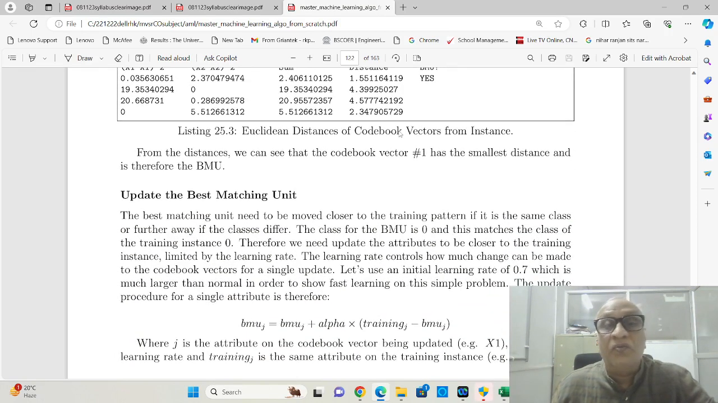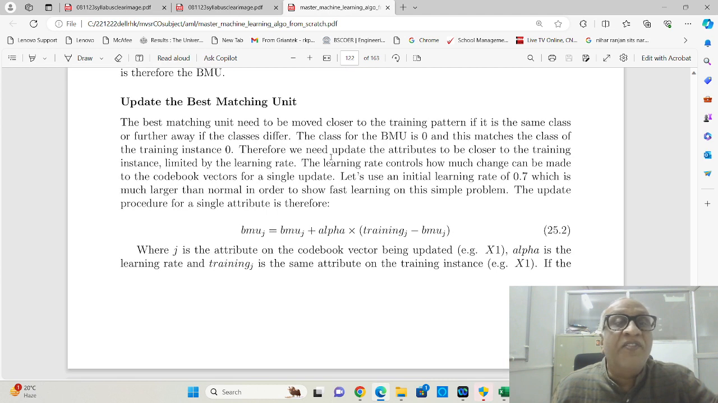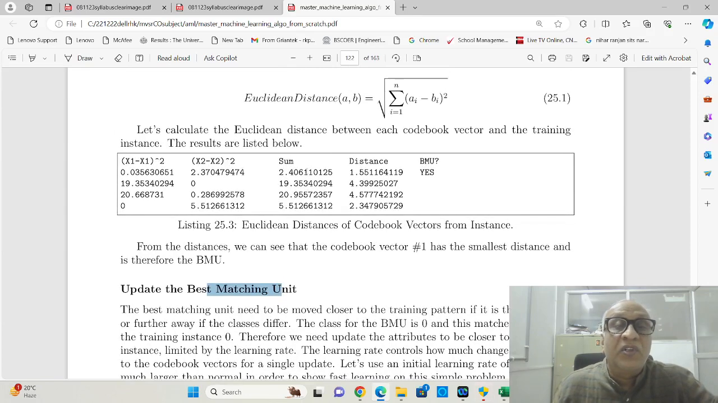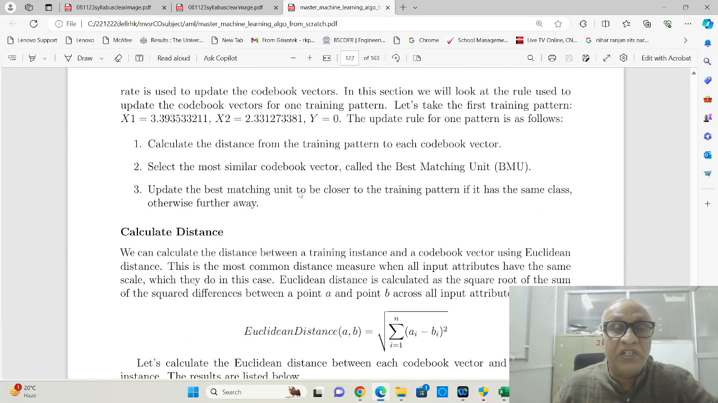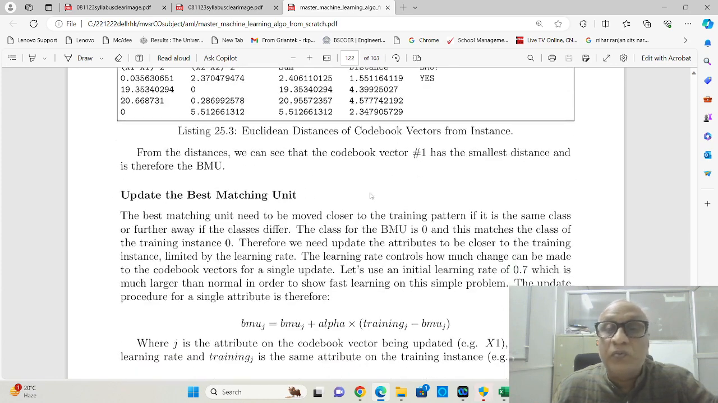Now, best matching unit. After that we have to update this best matching unit. For updating the best matching unit, you are either going away or coming nearer. If you look at the first vector here, the class of this best matching unit vector is 0.